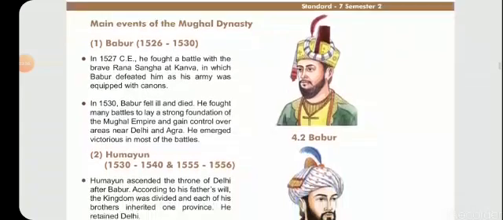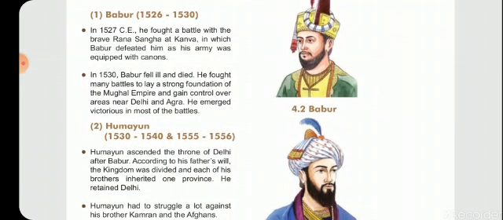Main events of the Mughal dynasty, Babur. 1526 to 1530 was his tenure, and in 1527 CE he fought a battle with the brave Rana Sangha at Kanauj, in which Babur defeated him, and his army was equipped with cannons. That means he fought a battle with the brave Rana Sangha at Kanauj, and he defeated him, and he had a well-equipped army. He had everything in his army.